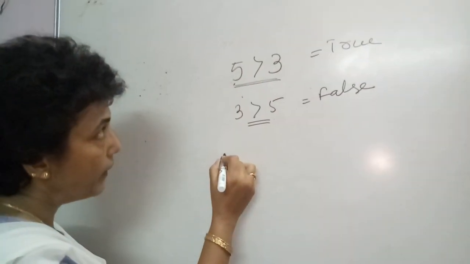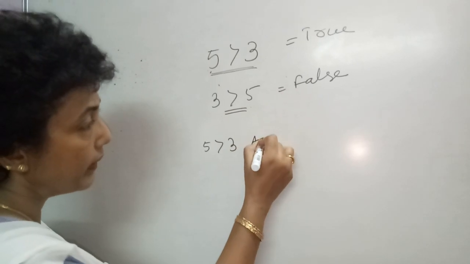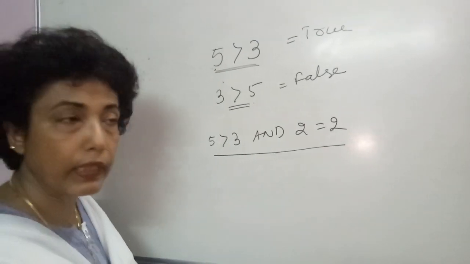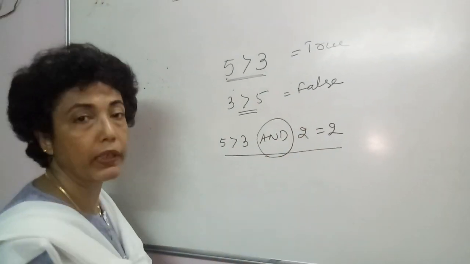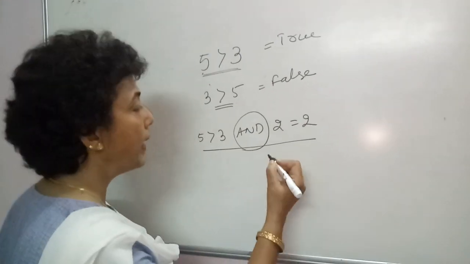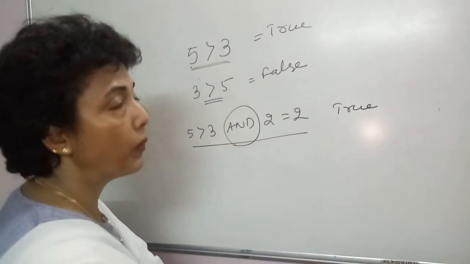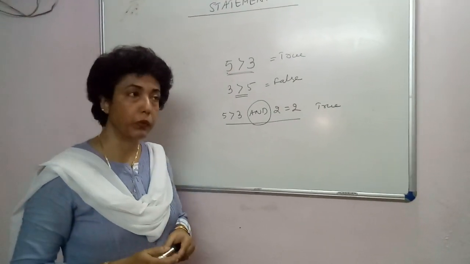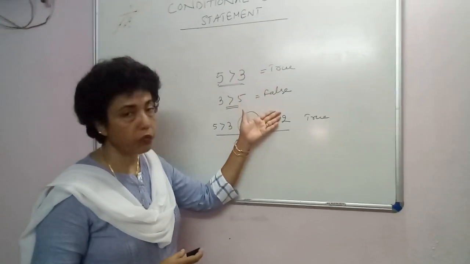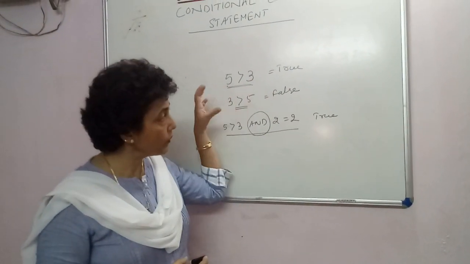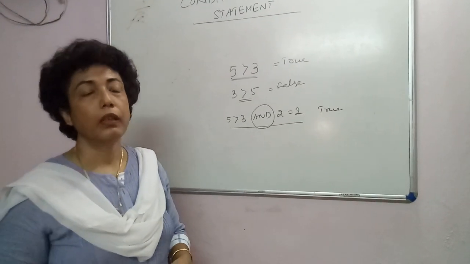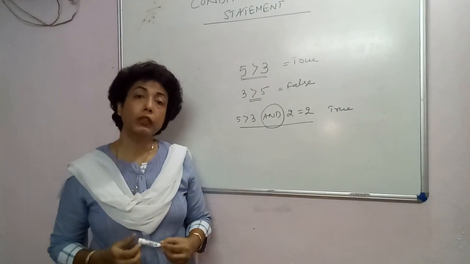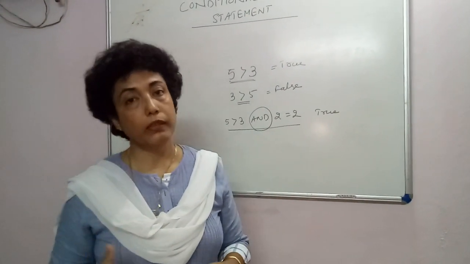Now, if I write 5 greater than 3 and 2 equal to 2, this is a logical expression because of the use of the logical operator, and the answer is true. So the point is, a relational or logical expression is used as a condition in a program that always results in true or false, and depending on the result of this condition, a particular action is taken by the program. Okay, now coming to the next question, what is a conditional control statement?